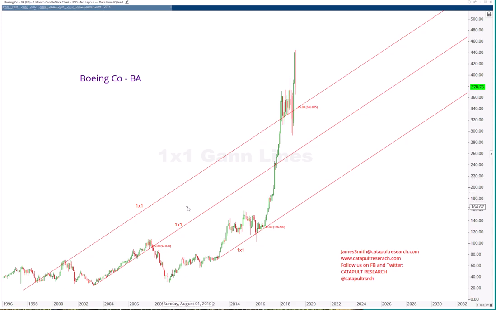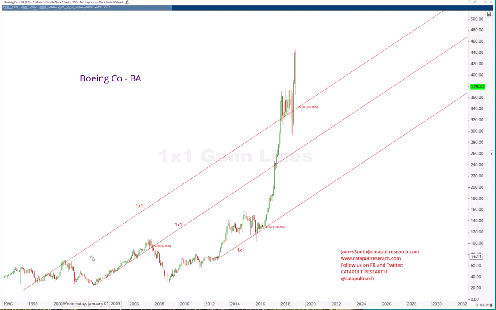Now, it turns out a 1 by 1 is the 45-degree line. In this case, we're using a price unit of 1.25. What does that mean? It means that from this low back all the way in 1997, we move 1 month forward in time and 1.25 points up. So that's the slope. It's a scale of 1 by 1 that you set, and then that automatically becomes the slope of the 1 by 1.